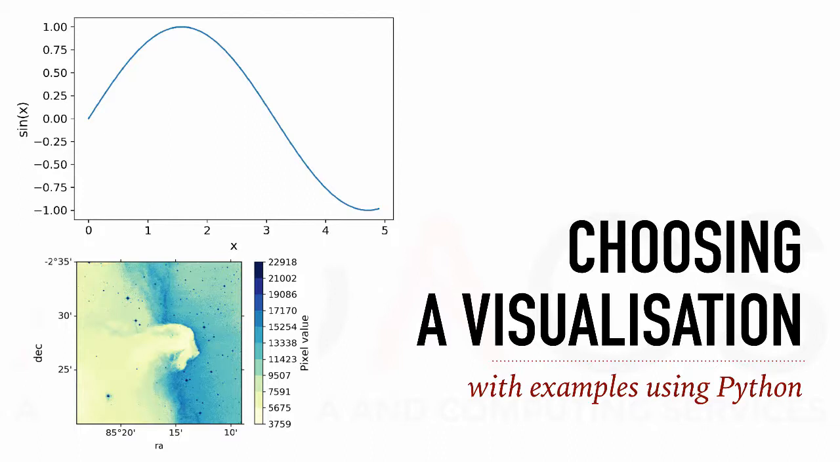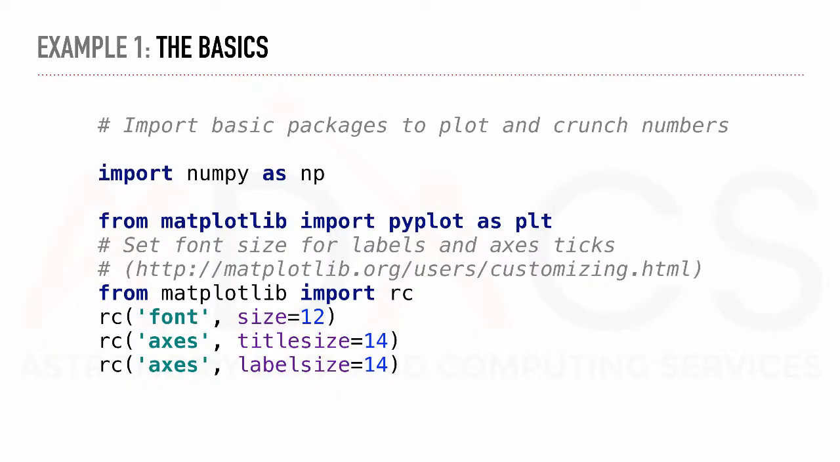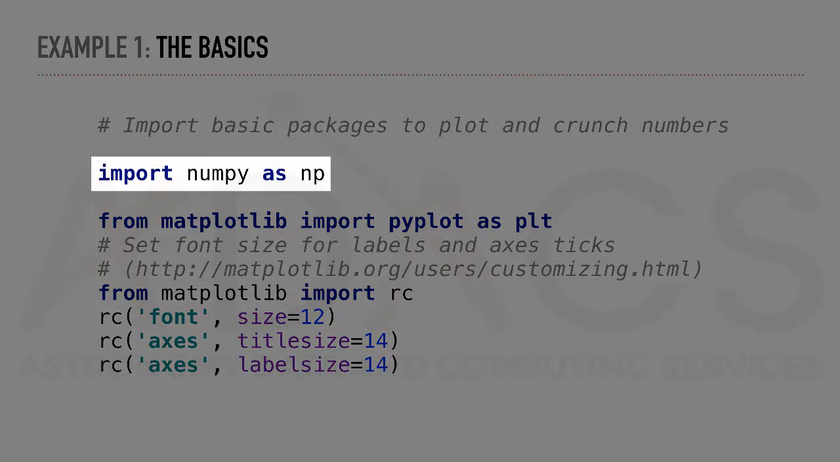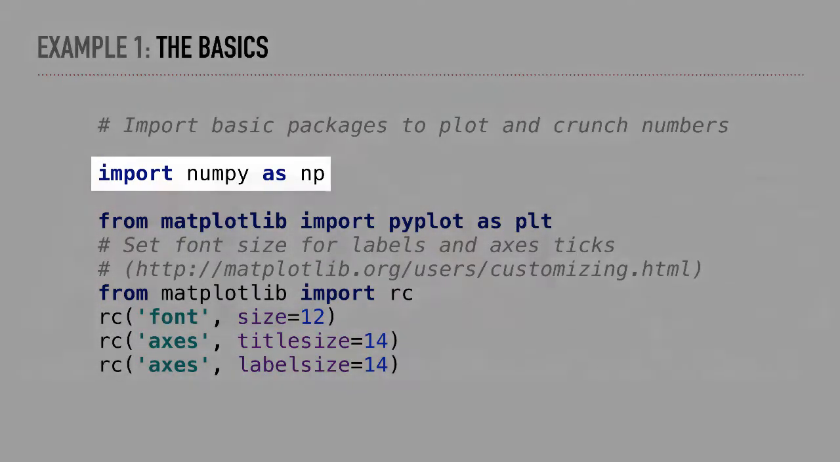To better explain what we mean by choosing the right visualization, let's have a look at a simple example. To run this example, we first need to load a few Python packages. In general, it is practical to load the NumPy package for numerical operations. We will load NumPy with the alias np to shorten our code.